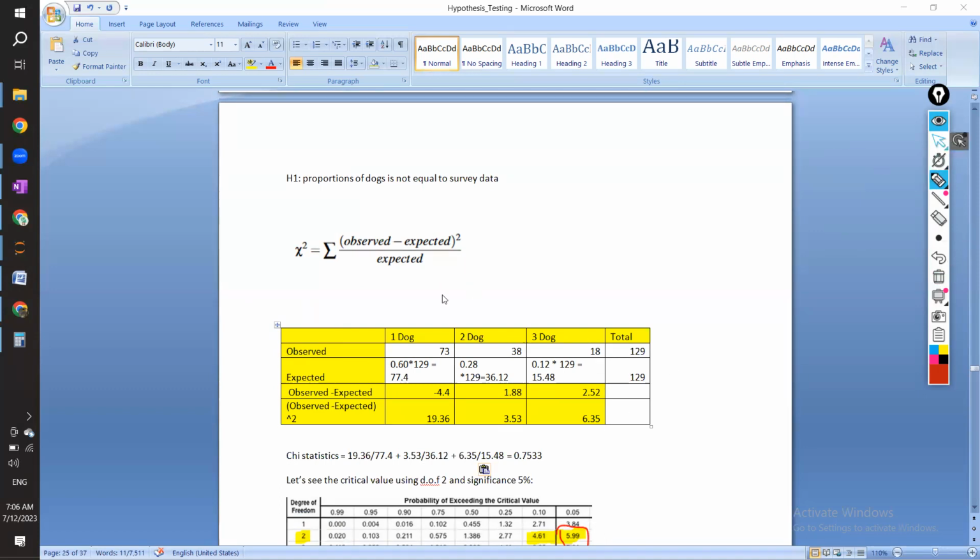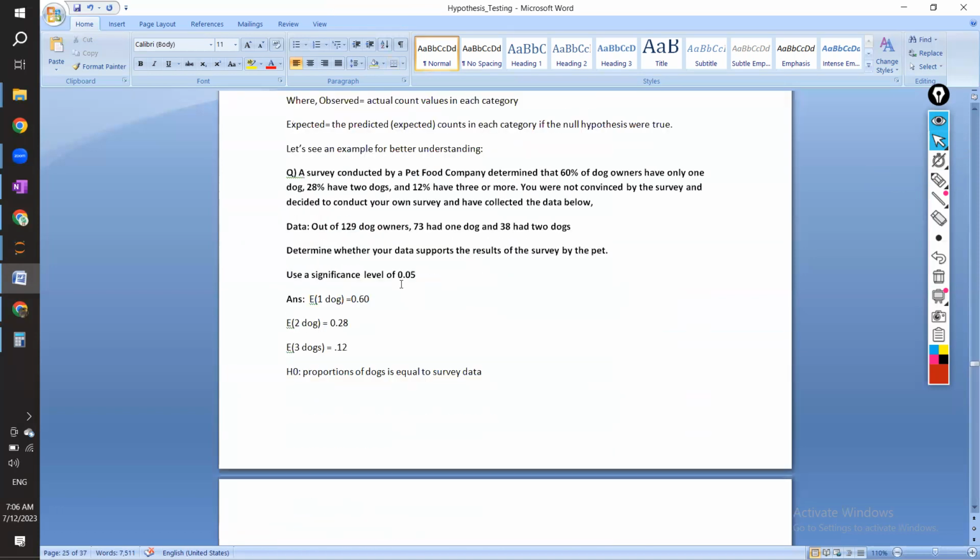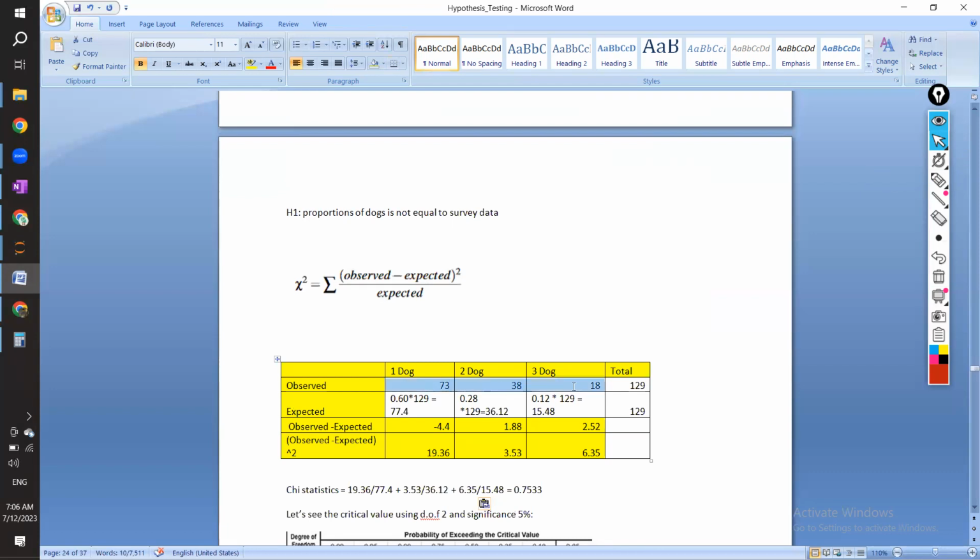Over here, what is that? Total three types of dogs: owners having one dog, owners having two dogs, owners having three dogs. So over here just mention observed values. What are the observed values? My observed values are 73, 38 and the remaining 18. Is it clear? 73, 38, 18.